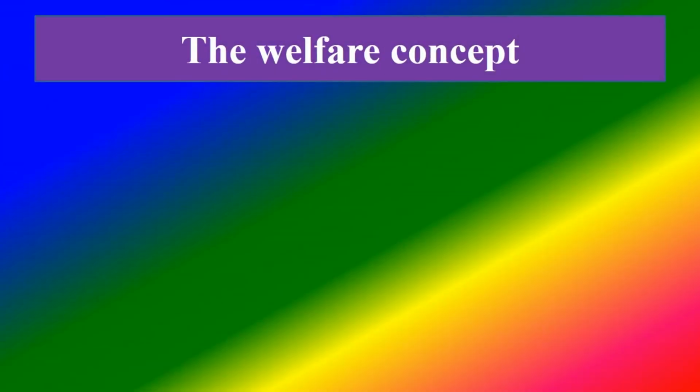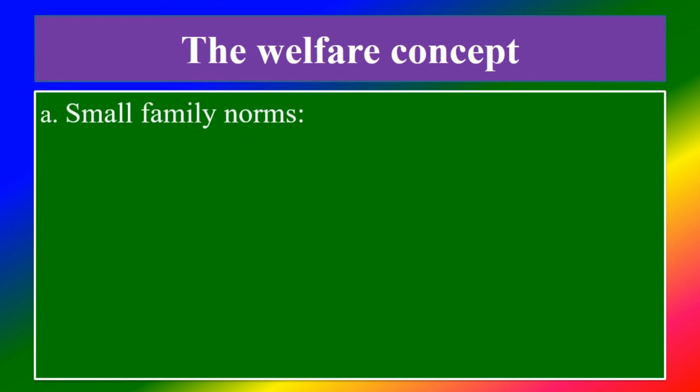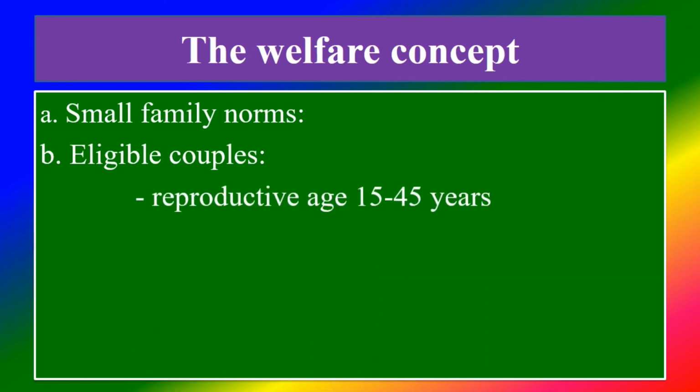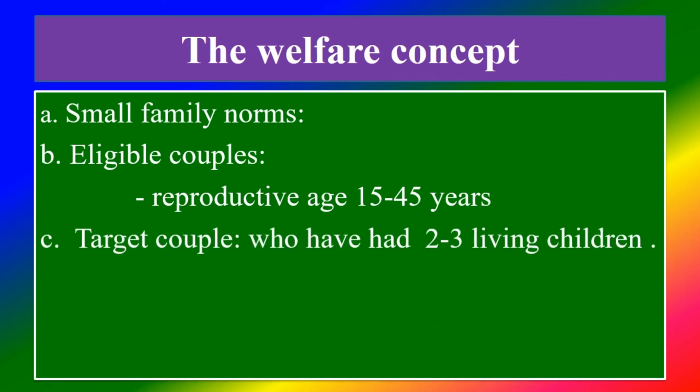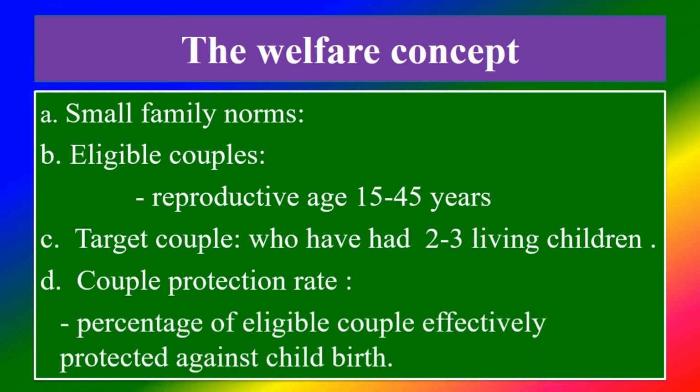The welfare concept. A. Small family norms. B. Eligible couples: reproductive age 15 to 45 years. C. Target couple who have had 2 to 3 living children. D. Couple protection rate: percentage of eligible couple effectively protected against childbirth.